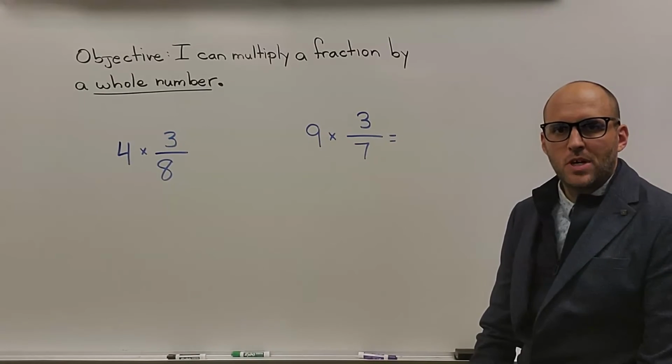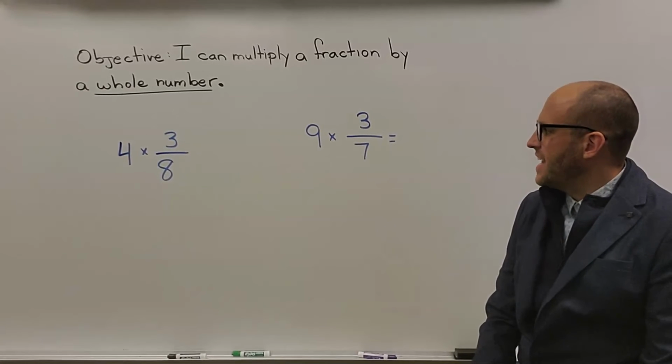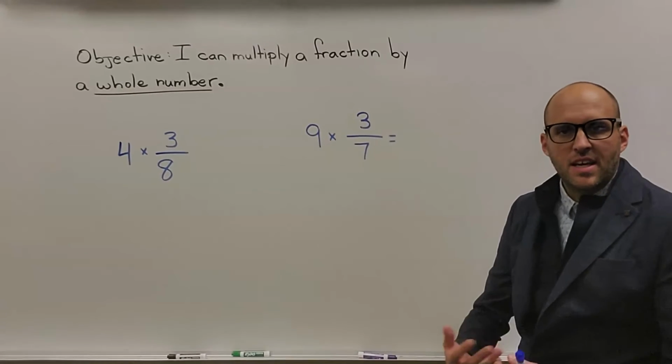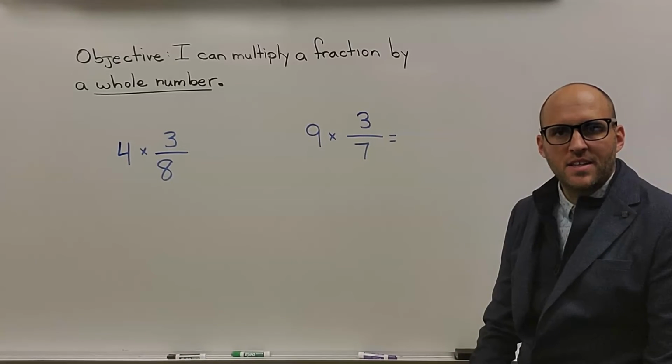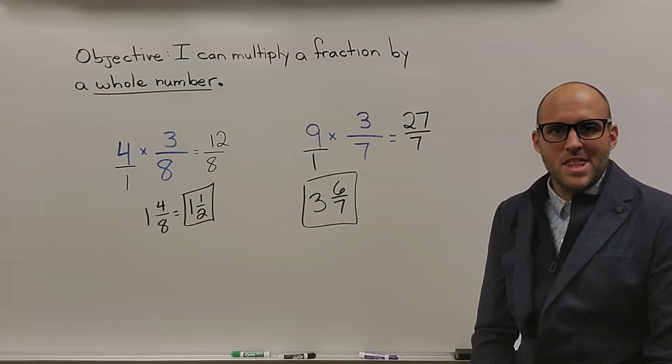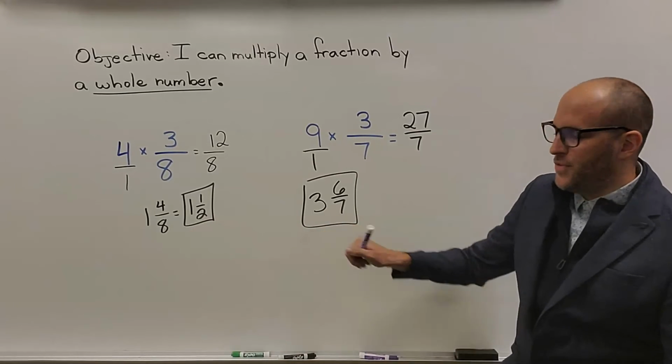Here are our last 2 problems for today's video, mathematicians. We have 4 times 3/8 and 9 times 3/7. Pause the video once again, take your time, see if you can get both answers correct. Mathematicians, I ended up with answers of 1 1/2 and 3 6/7.